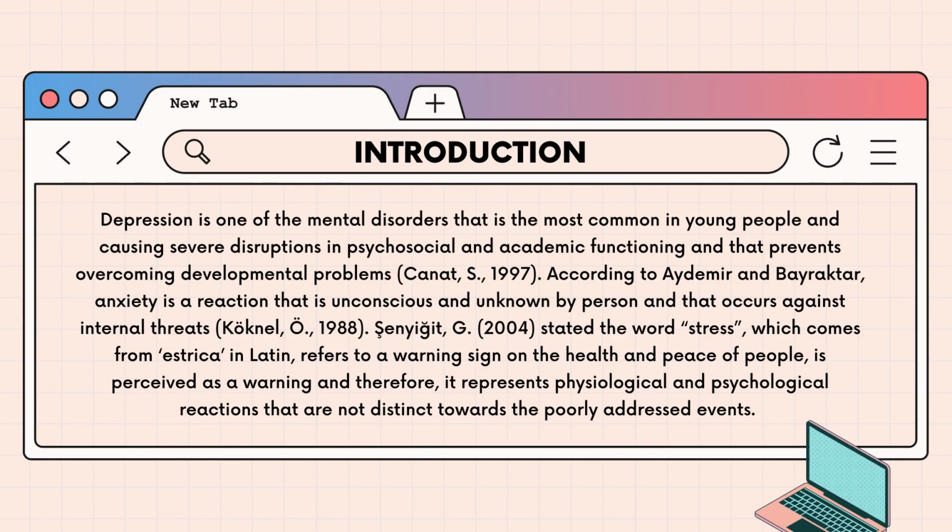So firstly, depression. Depression is one of the mental disorders and the most common in young people, and it causes several disruptions in psychosocial and academic functioning and prevents overcoming developmental problems. According to Ademi and Beraktar, anxiety is a reaction that is unconscious and unknown by a person and that occurs against internal traits. And the word stress, which comes from "strictus" in Latin, refers to a warning sign of the health and peace of people, is perceived as a warning and therefore represents physiological and psychological reactions that are not distinct towards poorly addressed events.